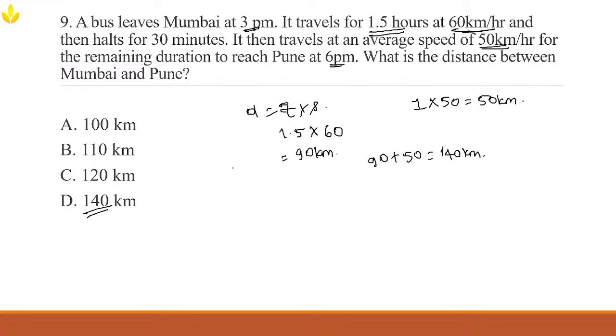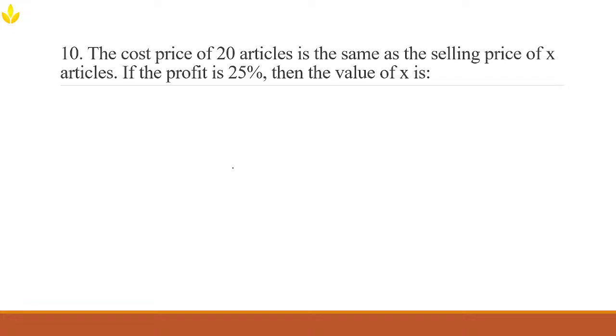So the next question. The cost price of 20 articles is the same as the selling price of X articles. If the profit is 25%, then the value of X is.